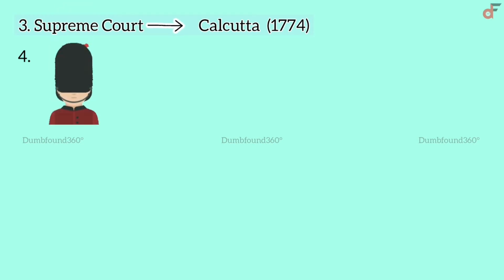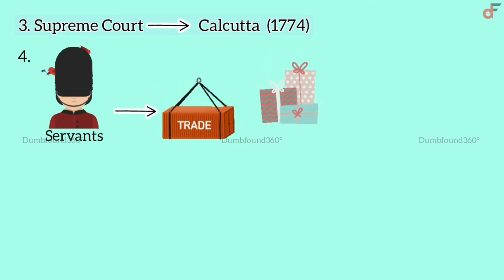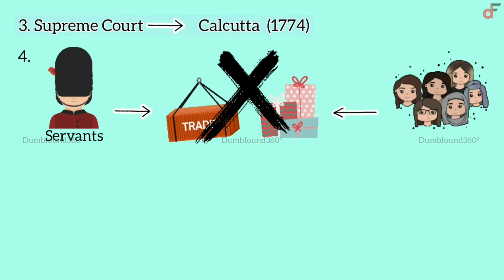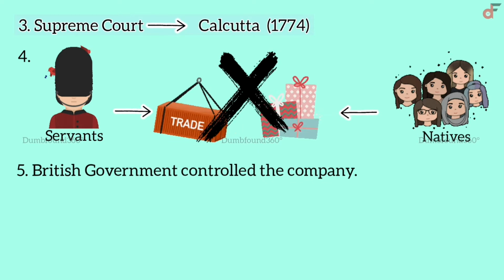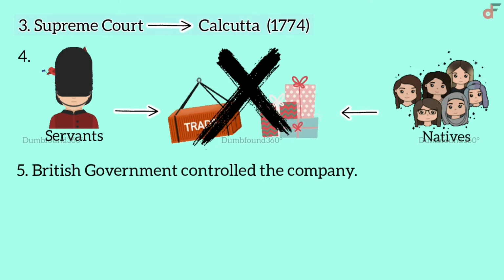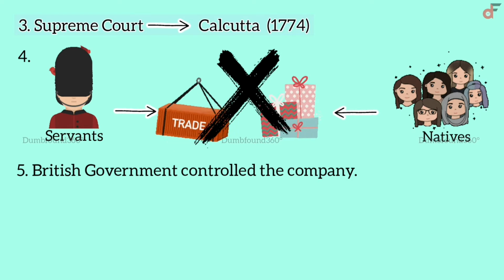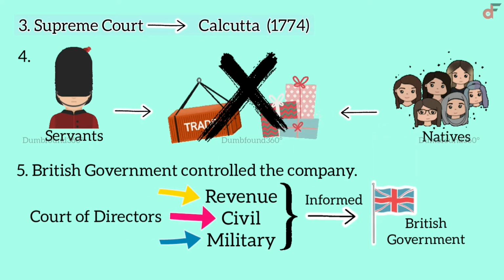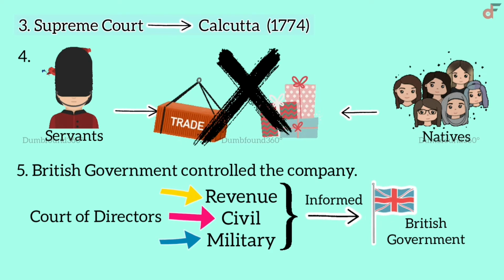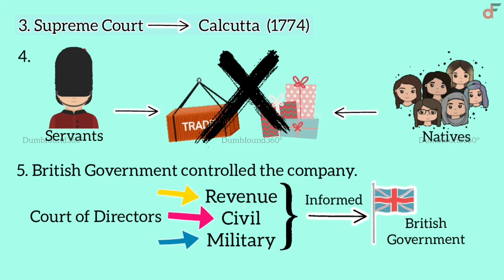4. It prohibited the servants of the company from engaging in any private trade or accepting presents or bribes from the natives. 5. It strengthened the control of the British government over the company by requiring the Court of Directors to report on its revenue, civil and military affairs in India.